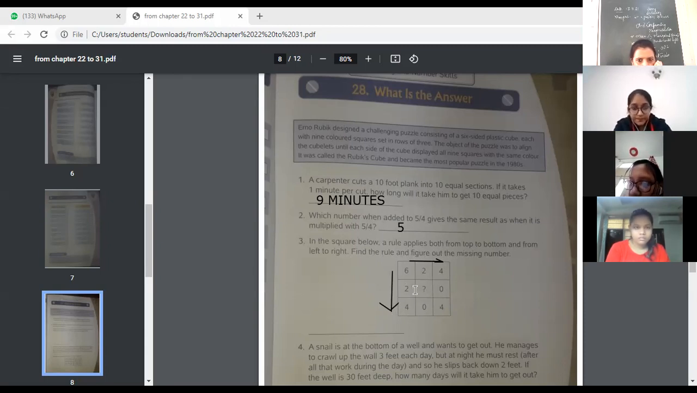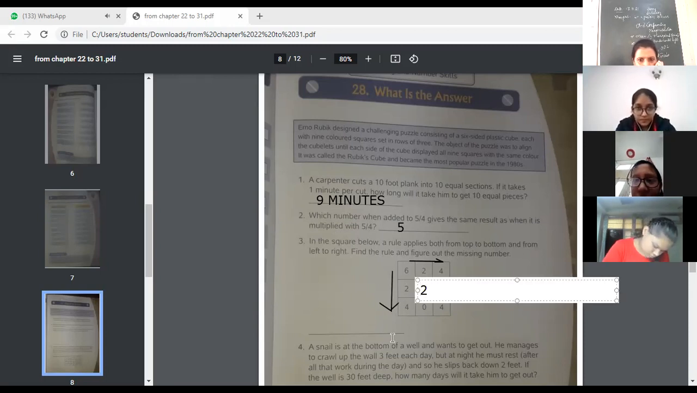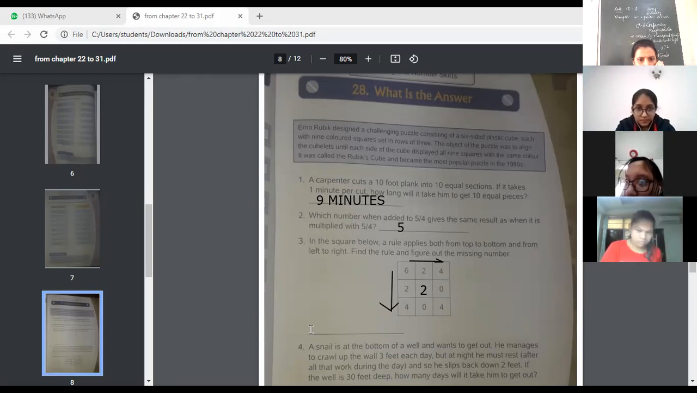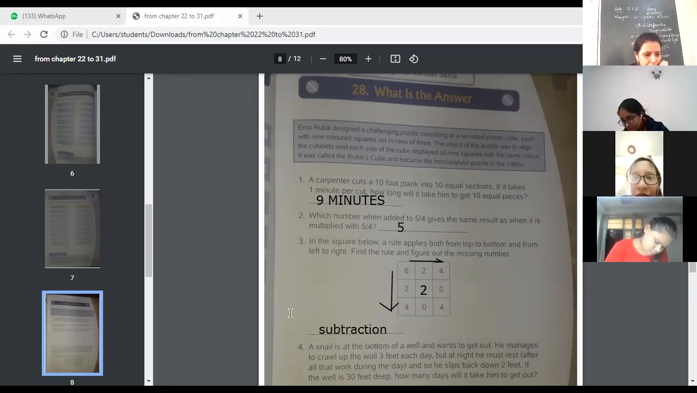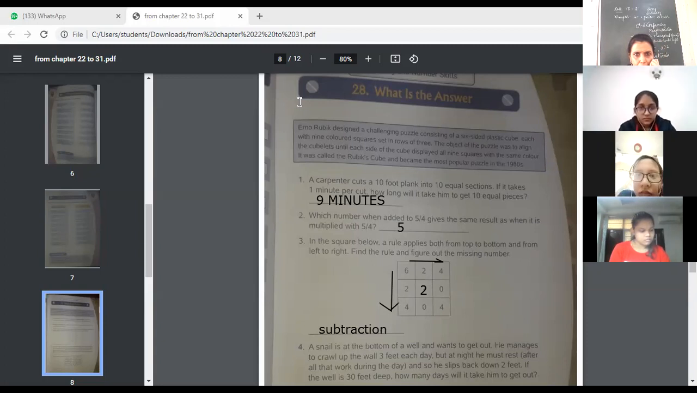2 is the missing number. Yes. So kindly write down 2 is the missing number. And what is the rule over here? That is subtraction. Subtraction is the rule. Got it, children? Next, read the next question, number 4.